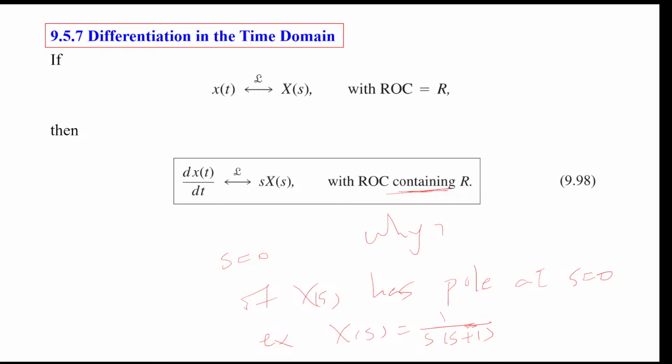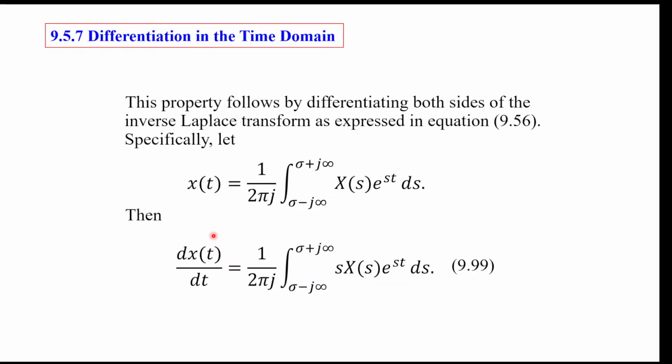So yeah, that's completed. So you have real part of S greater than 0, and now it should become real part of S greater than -1. Okay, and then the differentiation property. Here is a derivation of this. You can see it's a pretty straightforward derivation, and they actually use the inverse Laplace transform equation to do the derivation. And the inverse Laplace transform was this contour integral, and we do differentiation on both sides.